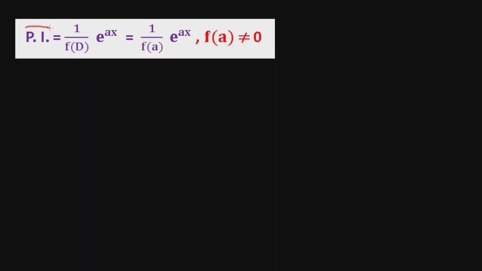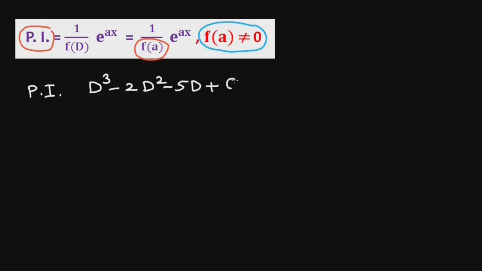This formula of particular integral holds as long as this f(a) is not 0, because then this method will fail. We will see one example of this type. We will see how to find the particular integral of the differential equation (D cube minus 2D square minus 5D plus 6)y equals e raised to 3x.